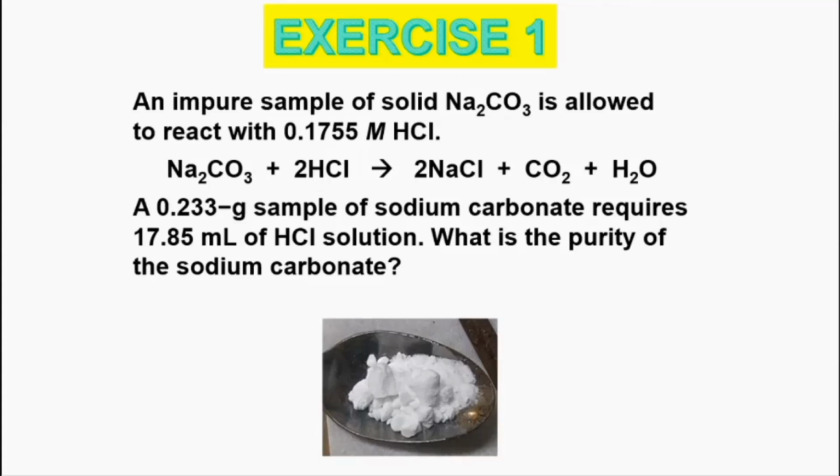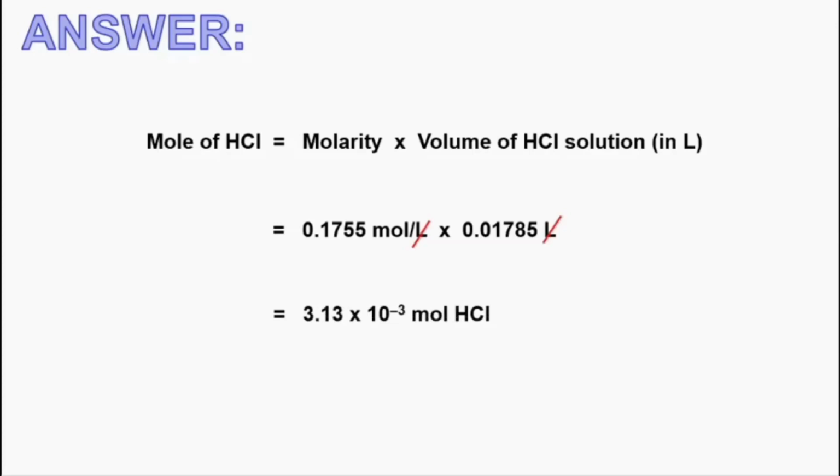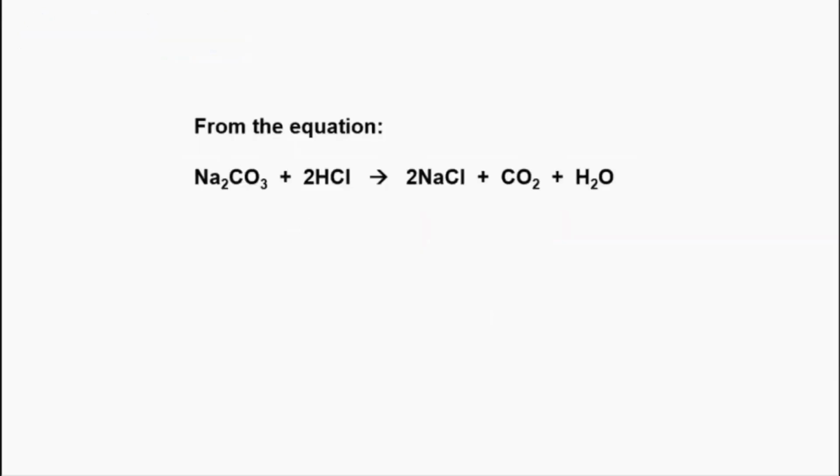To solve this, firstly we need to calculate how many moles of hydrochloric acid were used in the reaction. We are going to use the formula molarity times volume. Since the molarity was given together with the volume of acid in the question, we simply substitute these two values into this equation: 0.1755 molar times 0.01785 liters, and we are going to get 3.13 times 10 to the power of negative 3 mole of HCl. Remember, this is the amount of HCl that reacted with sodium carbonate.